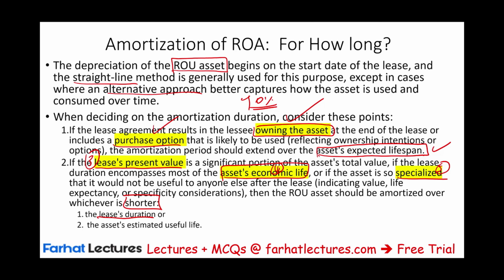So let's assume the lease duration is 7 years and the asset life is 10 years. Well, which one is the shorter? The lease duration. So you would amortize the asset over the lease duration if you are capitalizing the lease based on present value factors, asset economic life, or if the asset is a specialized asset. Those are criteria 3, 4, or 5. And remember, under criteria 1 and 2, it's easy: over the expected life of the asset.